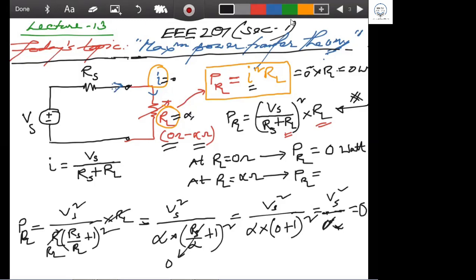Are you confused? No, sir. Okay, so if it is 0, that means it is 0 watt, you can say also. Where is the problem? You can tell me if you have any question.